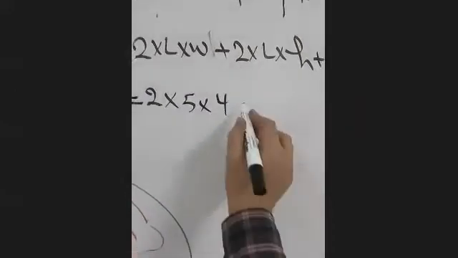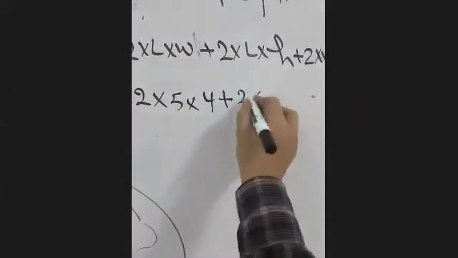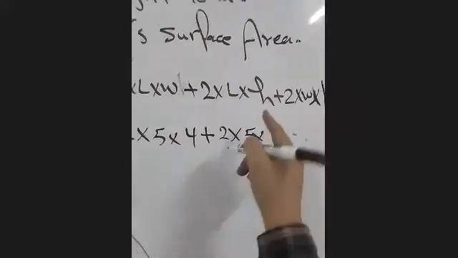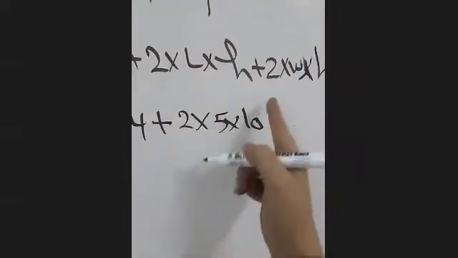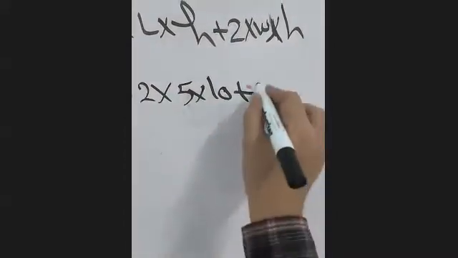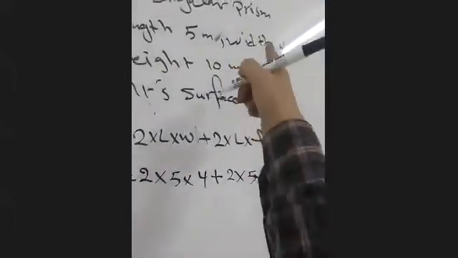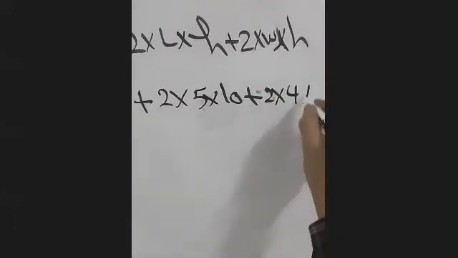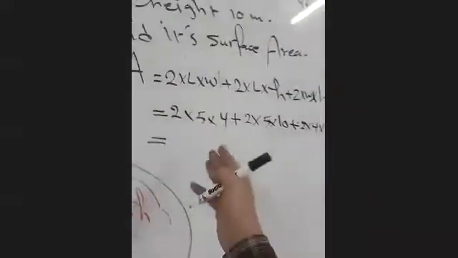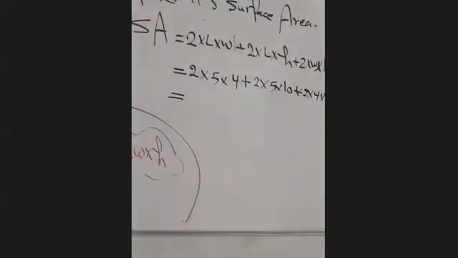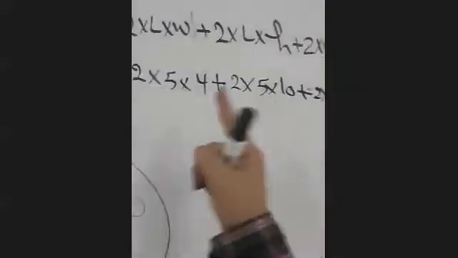Follow the formula. Plus comes down, 2 comes down. Multiply length, again 5, multiply height, 10. Plus 2 multiply the width, 4, the height, 10. In order of operations, you multiply first, then you add. So I will multiply, then I will add.